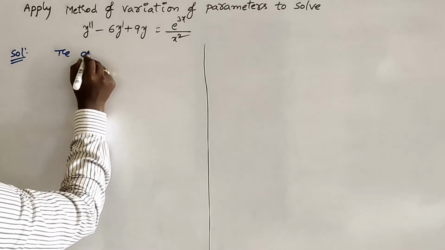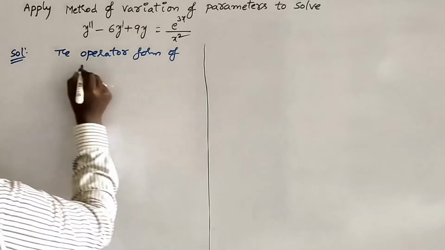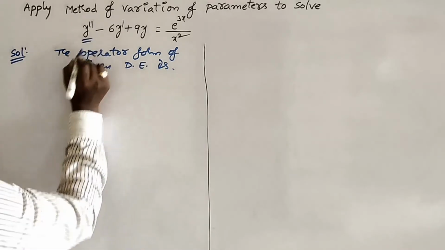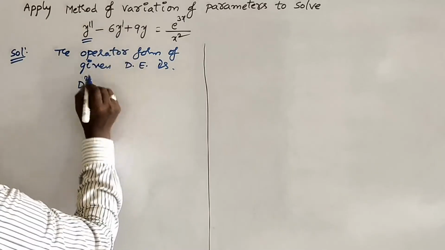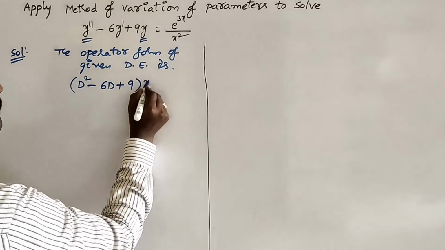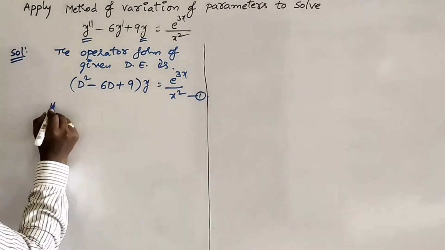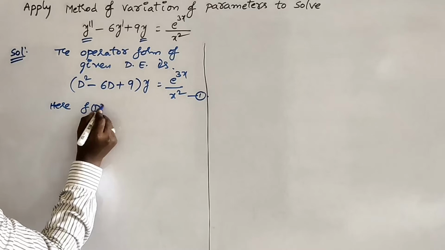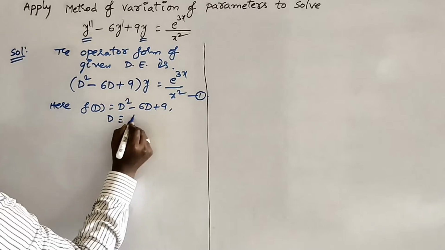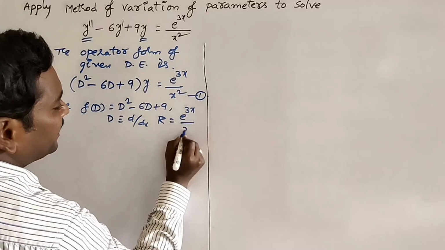What is the operator form? The operator form of the given differential equation is y double dash, meaning capital D square, minus 6D plus 9 of y, where y is the common term, is equal to e power 3x by x square. Take it as equation number 1. Here, what is the function of D? D square minus 6D plus 9, and capital D is nothing but d by dx. The right hand side function is e power 3x by x square.